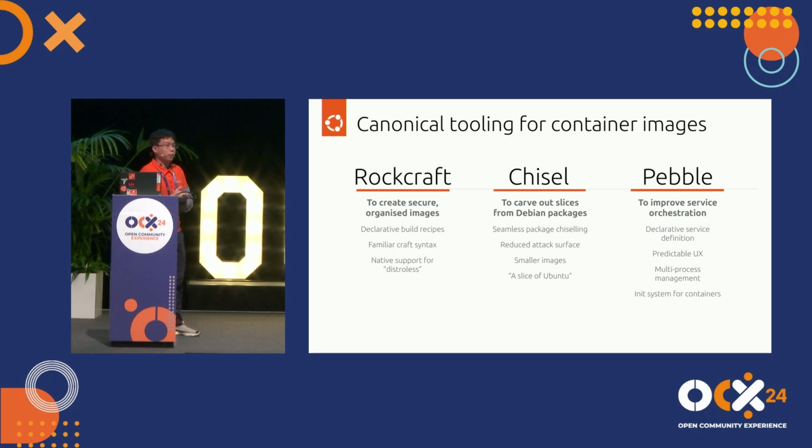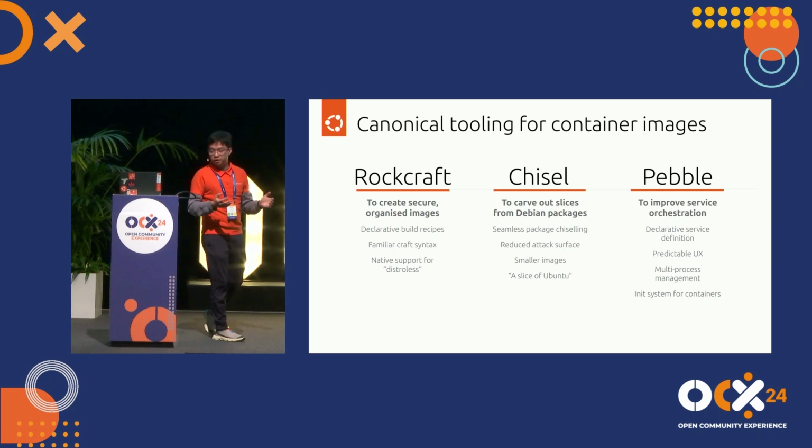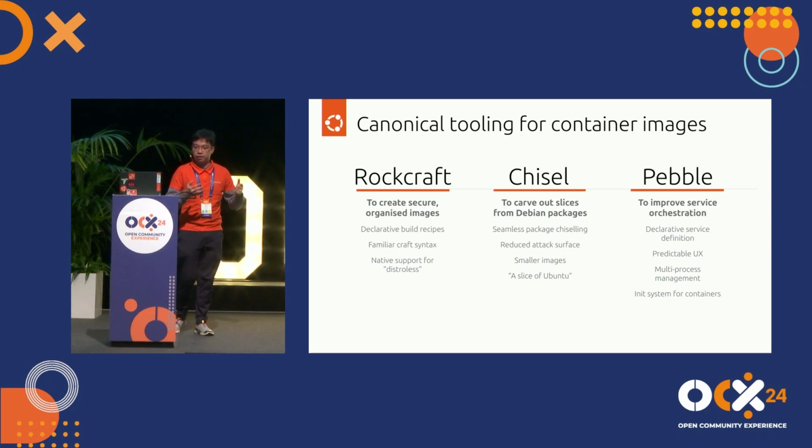In Canonical, we have three tools as our toolchain to build container images. The first one is Rockcraft. It is to create secure, organized images. Firstly, it's a declarative build recipe instead of the Dockerfile, which is imperative. And we have the very familiar craft syntax, which is based on YAML. And lastly, it supports distroless natively.